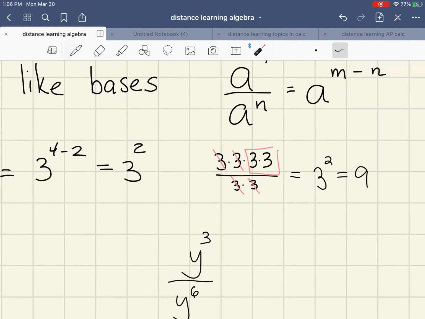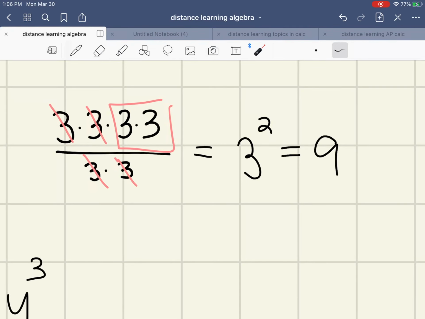Now another way to look at that is 3 to the 4th is the same as 3 times 3 times 3 times 3. And 3 squared is 3 times 3. And what you're really essentially doing is you're canceling these two factors. So we would get 3 squared in that case as well, and then we'd write that as 9.